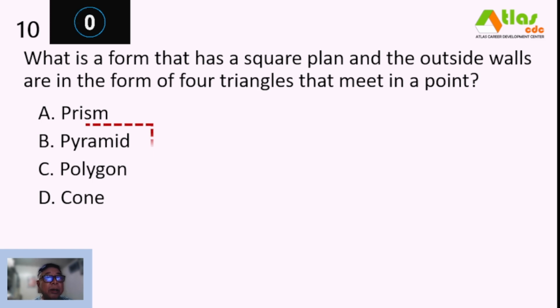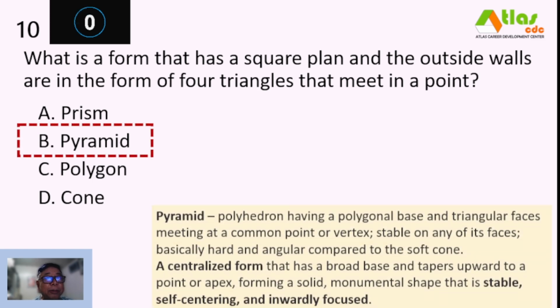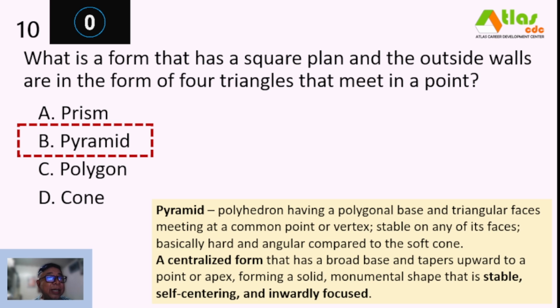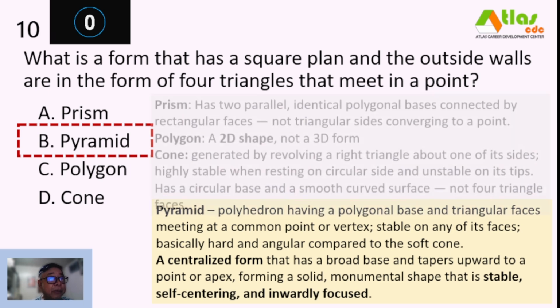And our correct answer is letter B, pyramid. So the pyramid is a polyhedron having a polygonal base and triangular faces meeting at a common point or vertex. Stable on any of its faces, basically hard and angular compared to the soft cone. A centralized form that has a broad base and tapers upward to a point or apex, forming a solid monumental shape that is stable, self-centering, and inwardly focused.